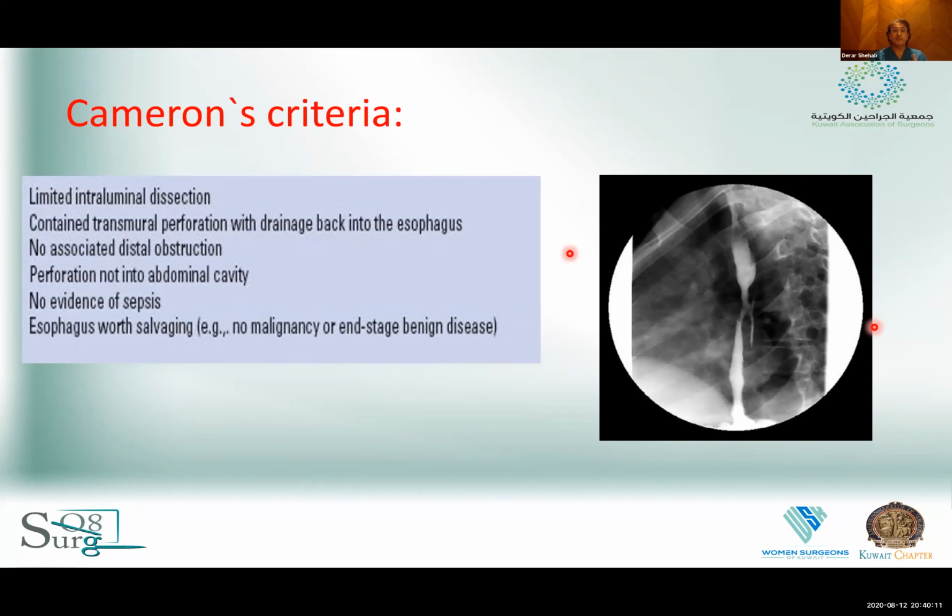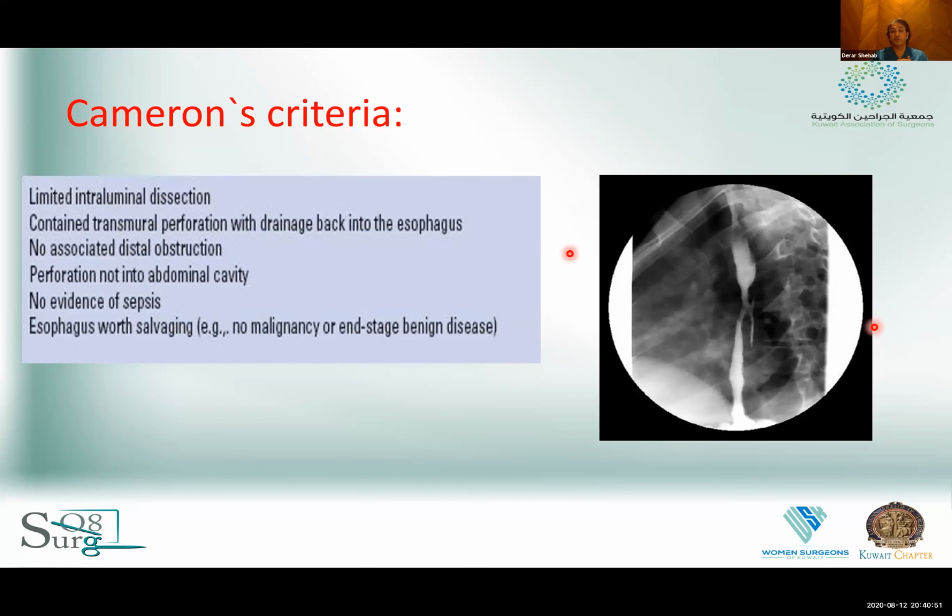the perforation is basically limited. That's a small perforation. The leak is contained. That means that it's not a free-flowing leak in the mediastinum or in the pleura, and it's important that the leak goes back into the lumen. It doesn't just leak out and not go back into the lumen. It's important that it basically finds its way back to the lumen of the esophagus. Absolutely, there is no distal obstruction. If there's distal obstruction, then there will be no healing.